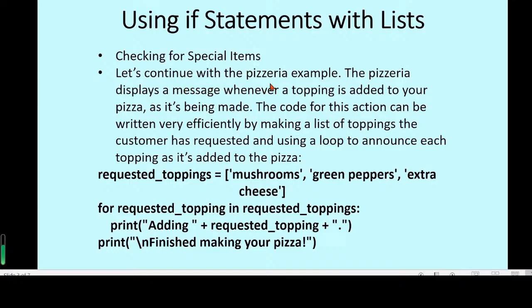So let's continue with the pizzeria example. The pizzeria displays a message whenever a topping is added to your pizza as it is being made. The code for this action can be written very efficiently by making a list of toppings the customer has requested and using a loop to announce each topping as it is added to the pizza. So this is a request toppings list with 3 items. Then we can write a for loop: for request topping in request toppings, for each element of this list. Then we print adding this request topping.